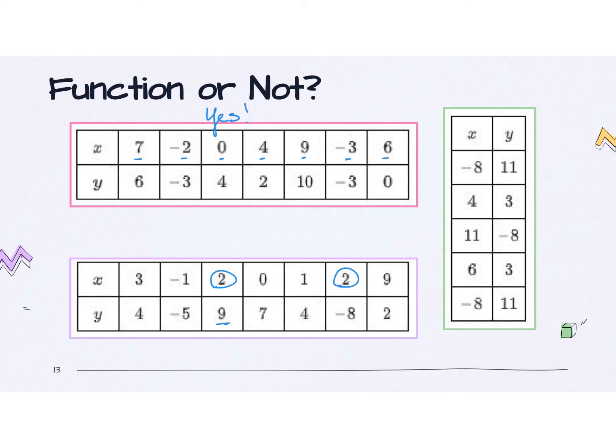So I have to look at the outputs. For this 2, the output is 9. For this 2, the output is -8. So that means for each input, I do not have a unique output. I have 2 different outputs, which means this one is not a function.